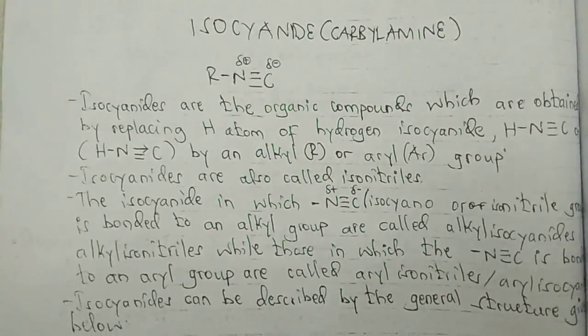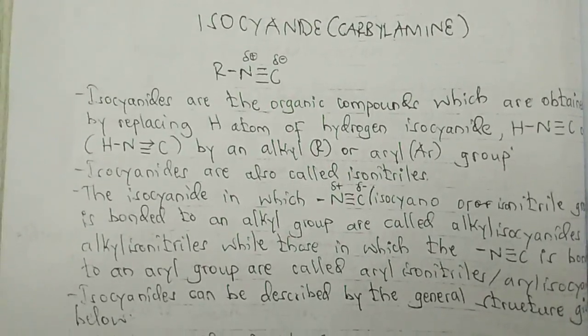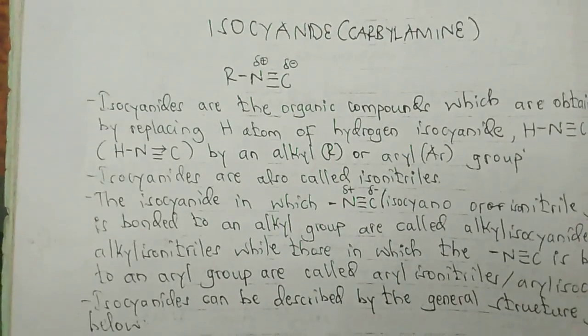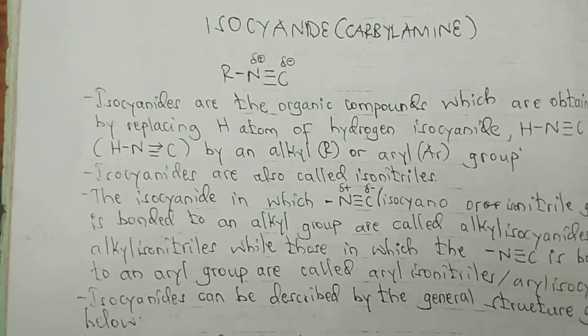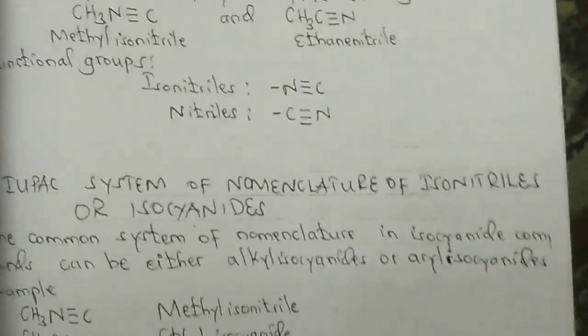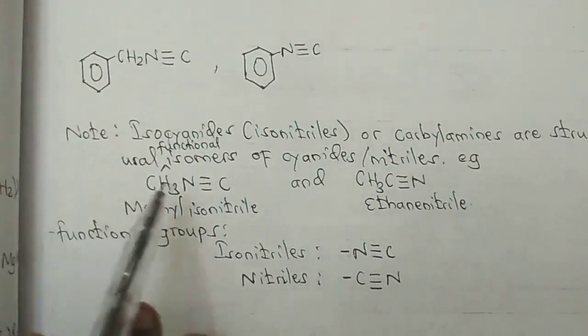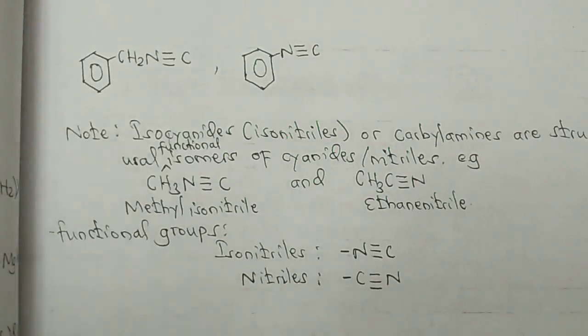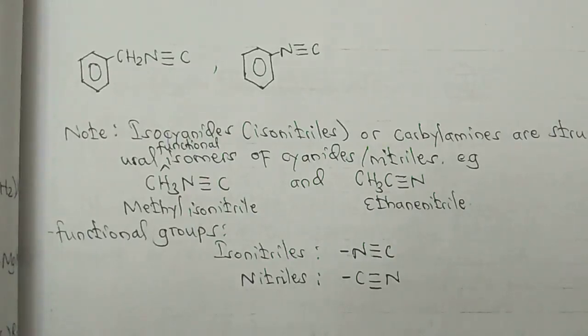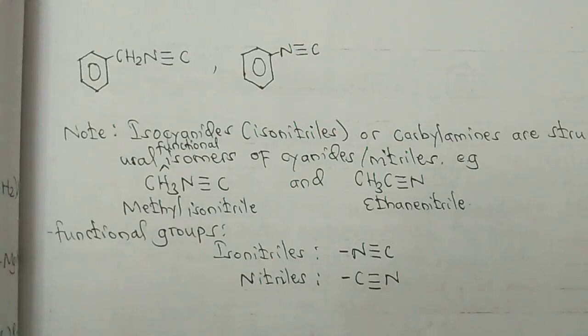Alkyl isocyanide, while those kuna alkyl na allyl isocyanide kama kule ilivyokuwa tu kwa cyanide. Isocyanide can be described by the general structure given below. Alkyl isocyanide na allyl isocyanide, hizo ni kama tu kule kwenye cyanide tulivyodiscuss. Then structure yake ya allyl isocyanide hizo. Note that isocyanide or isonitride or carbamylamine are a functional isomer of the cyanide. Naona kwa they are functional isomer, sio structure, they are functional isomer.